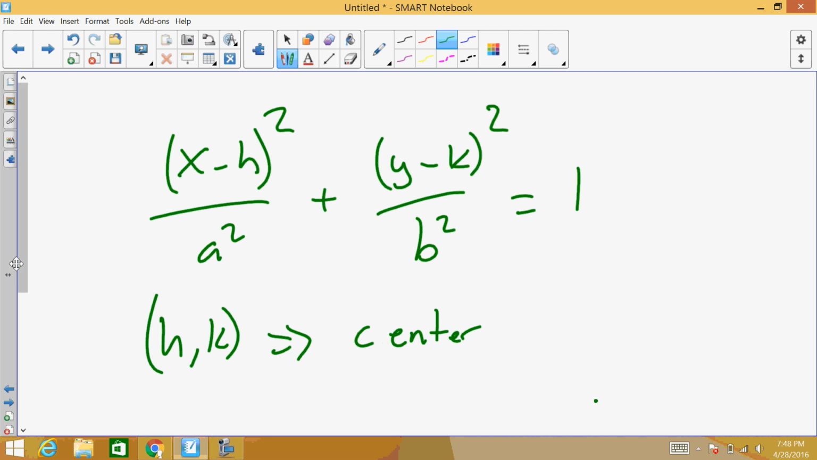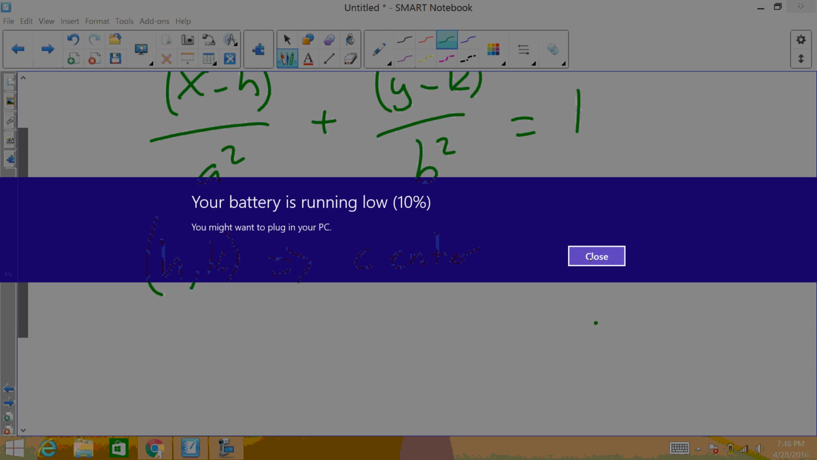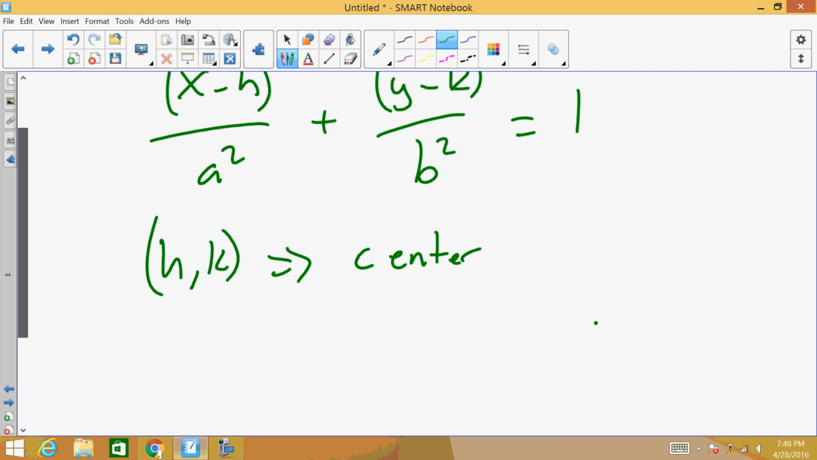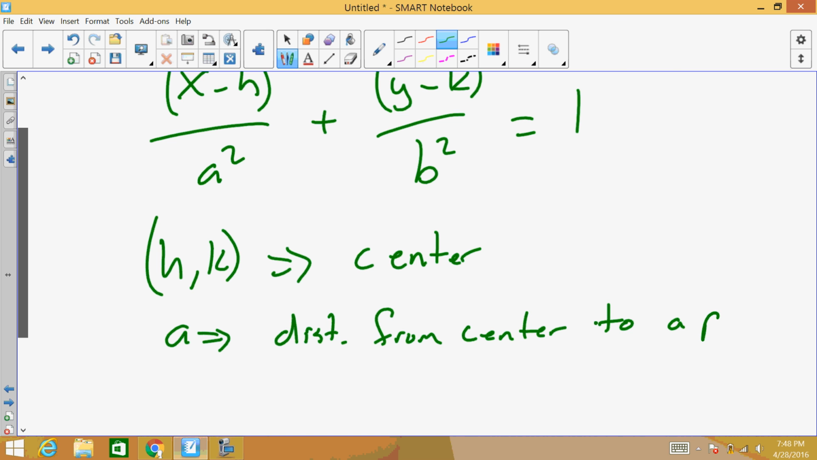Now, A and B, some people would define those different ways. I'm going to do it this way. I'm going to say A, since it's below my x and x is horizontal, it's going to be the distance from the center to a point on the horizontal axis.